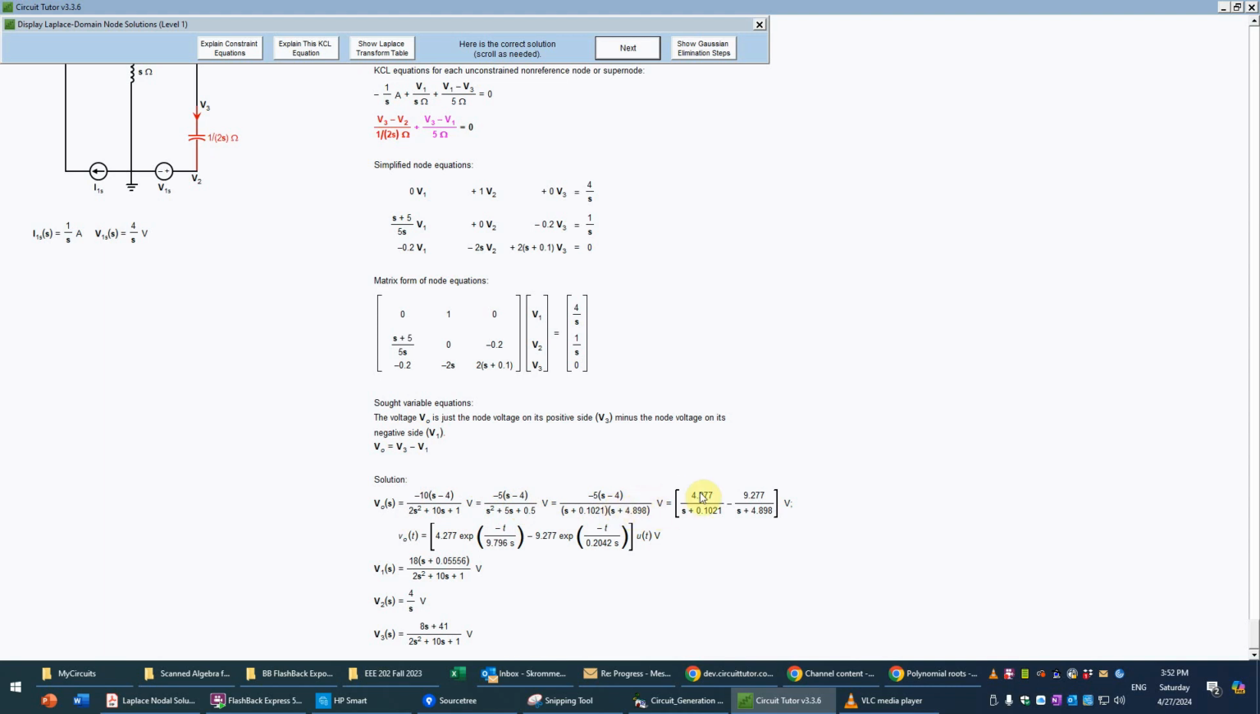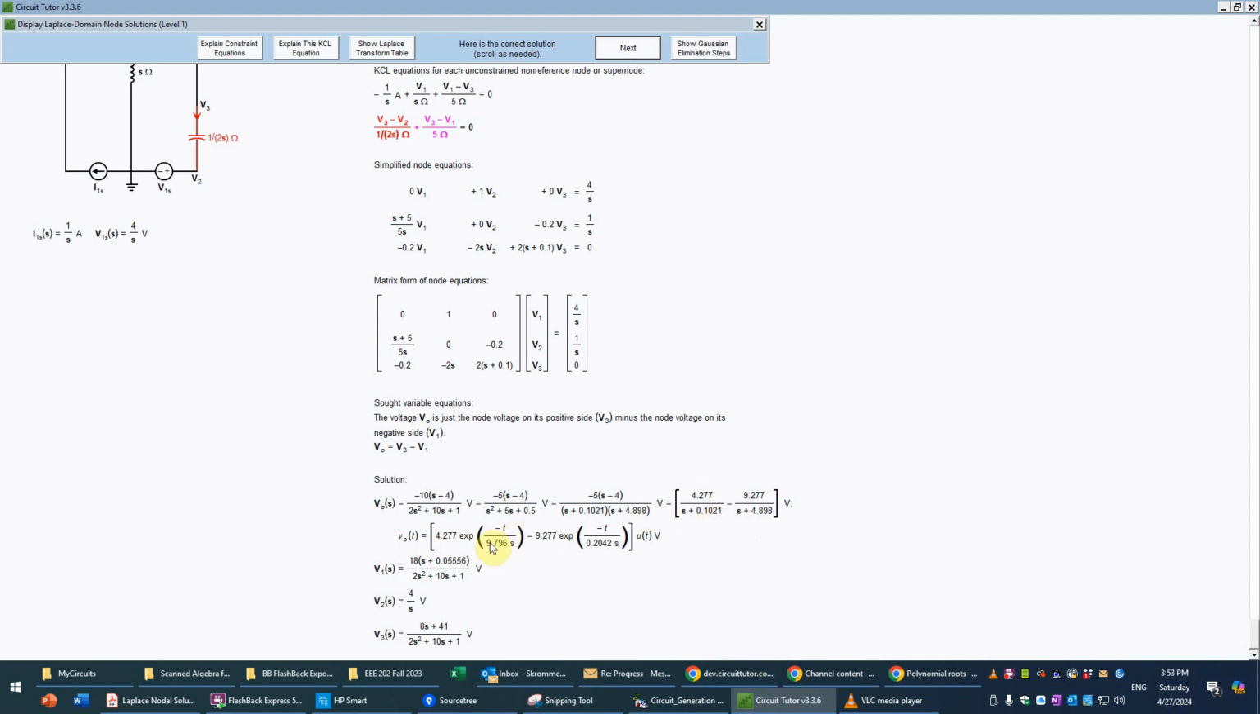And then put into a partial fraction expansion, A over s plus 0.102, and then B over s plus 4.898. And then we just do the inverse transform of that. So we have the 4.277 here, and 1 over s plus 0.102.